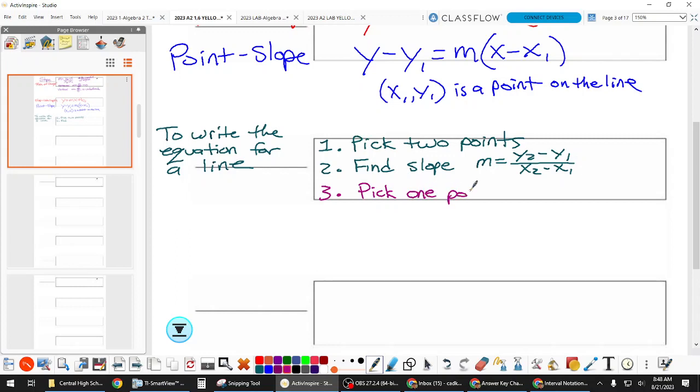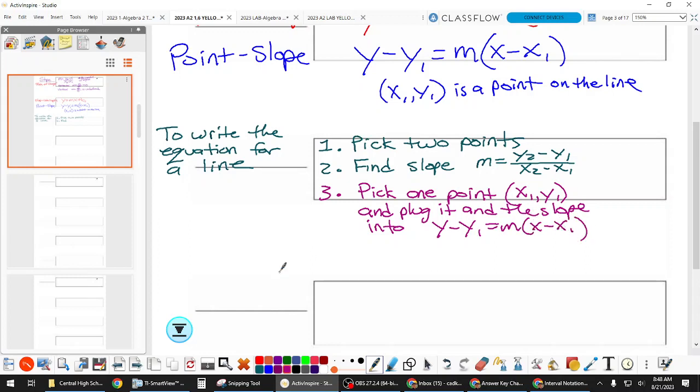Pick 1 point, x1, y1. Plug it and the slope into point slope form. And then finally, get y by itself. What did we call that last week? You guys struggled with it a little bit. Getting a variable by itself, what did we call that? Isolating or solving for that variable. I just didn't want to write that here because that was kind of an issue last week. So get y by itself. Okay? Good. That's the process.